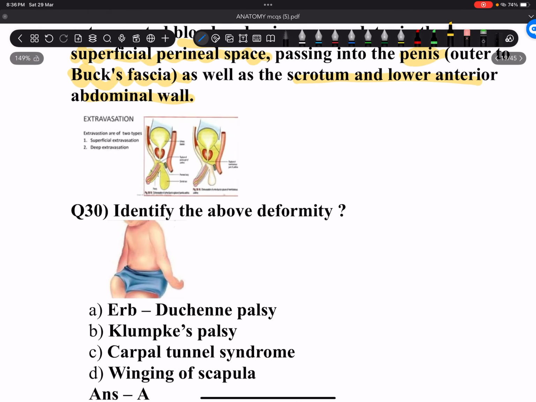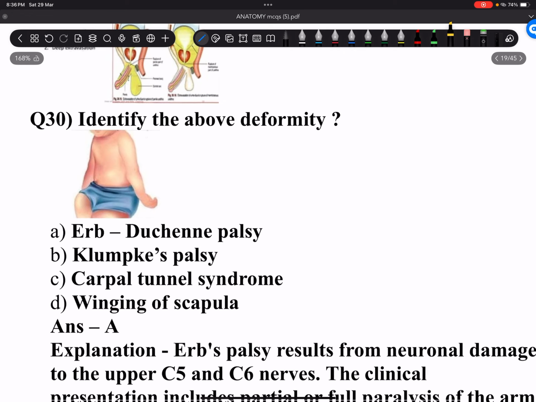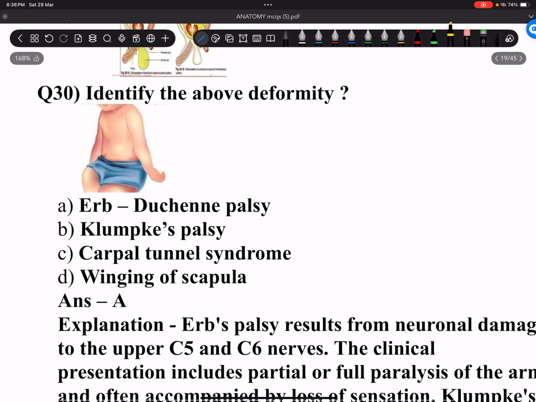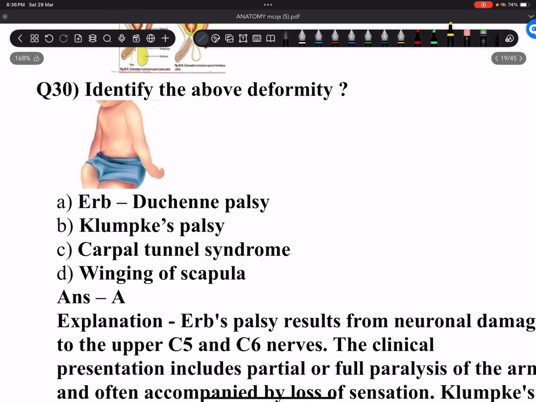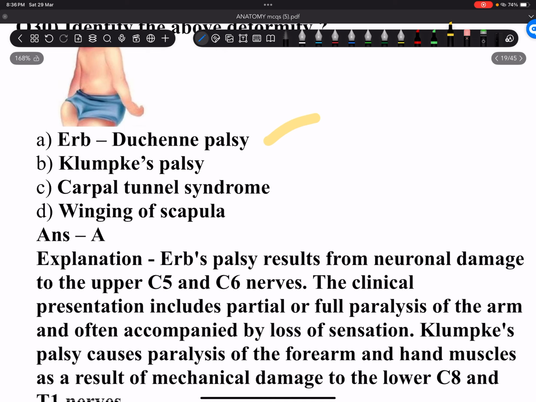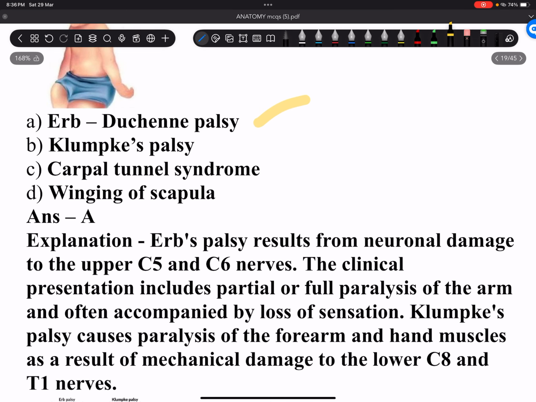Now let's see this last question. Identify the above deformity. What is this? You know this very well. Erb's Duchenne palsy. Erb's Duchenne palsy results from neuronal damage to the upper C5 and C6 nerves. The clinical presentation includes partial and full paralysis of the arm, often accompanied by loss of sensation. Klumpke's palsy causes paralysis of the forearm.